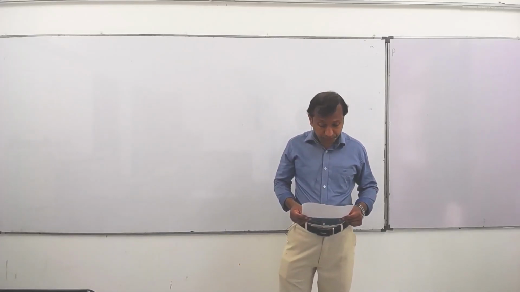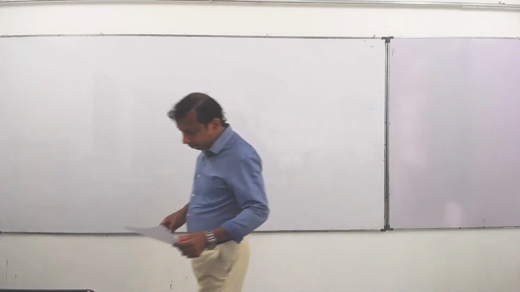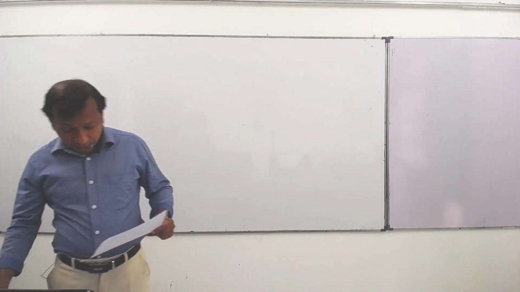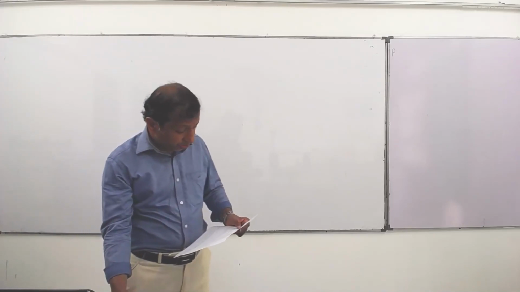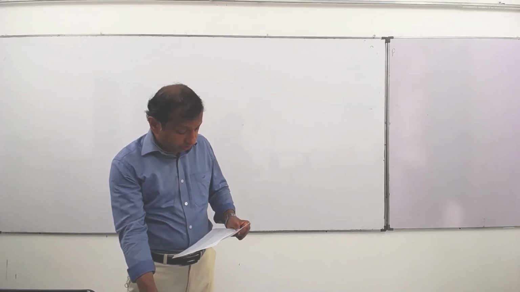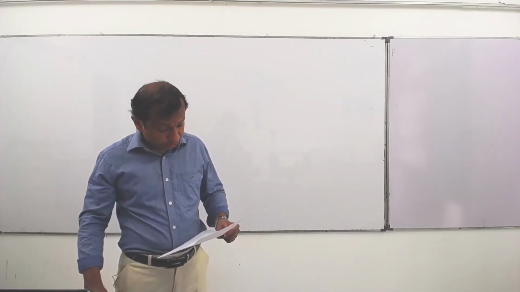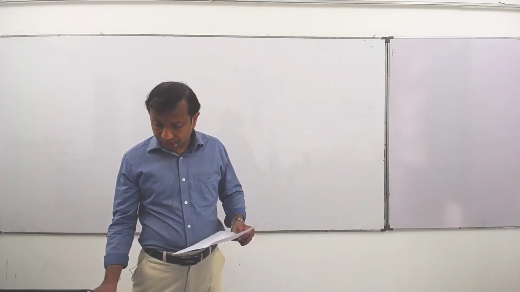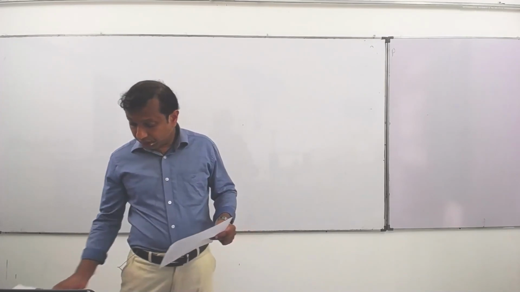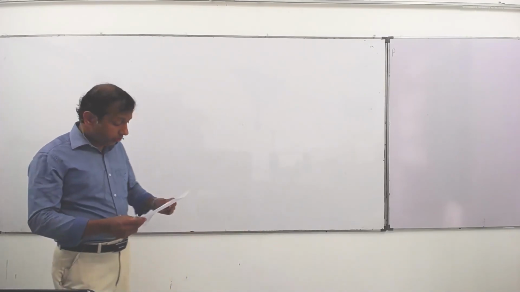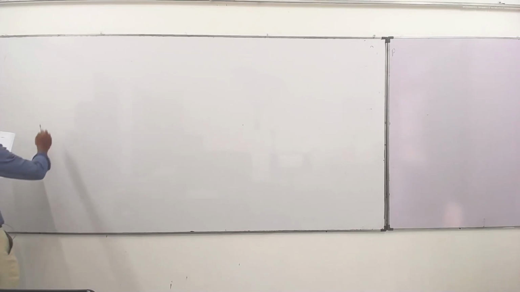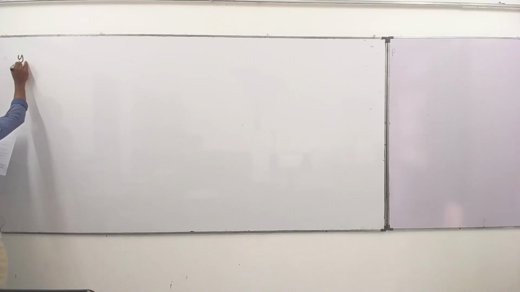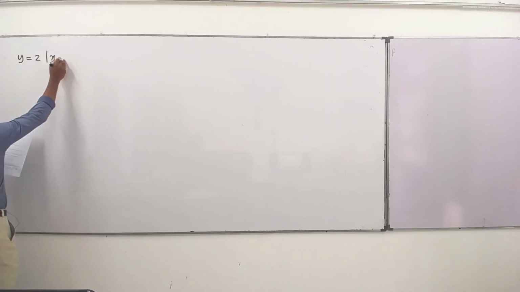Paper 6, question number 1. You are given there, sketch the graphs of y equals 2 mod x plus 1 and y equals 2 minus mod x. Those two graphs you have to sketch. Okay. So first graph, y equals 2 times mod x plus 1.